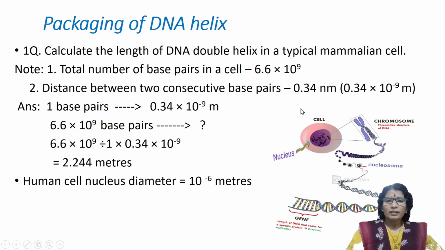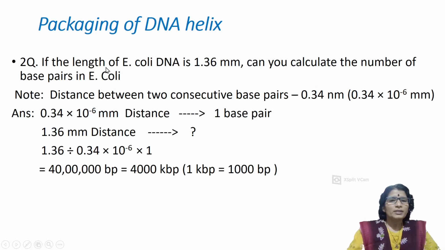But here this 2.244 meter lengthy DNA chromatin shows so many coilings and finally condenses into chromosomes. All these chromosomes are located in this very small, minute nucleus. In this way, just imagine how complex DNA helix packaging is. And another interesting calculation: if the length of Escherichia coli bacteria DNA is 1.36 millimeters, can you calculate the number of base pairs in Escherichia coli?